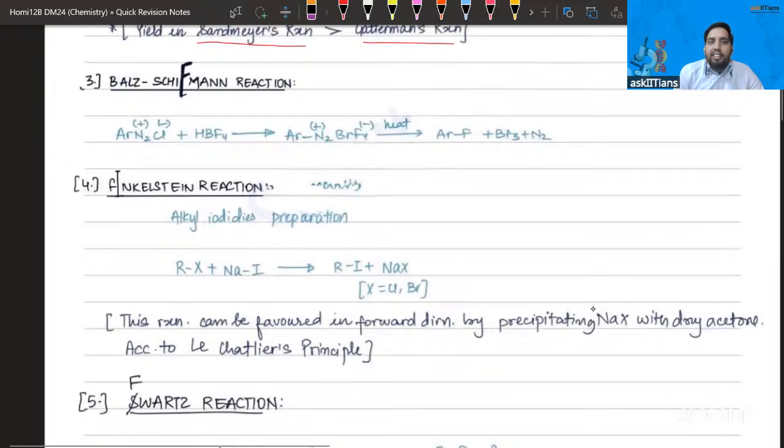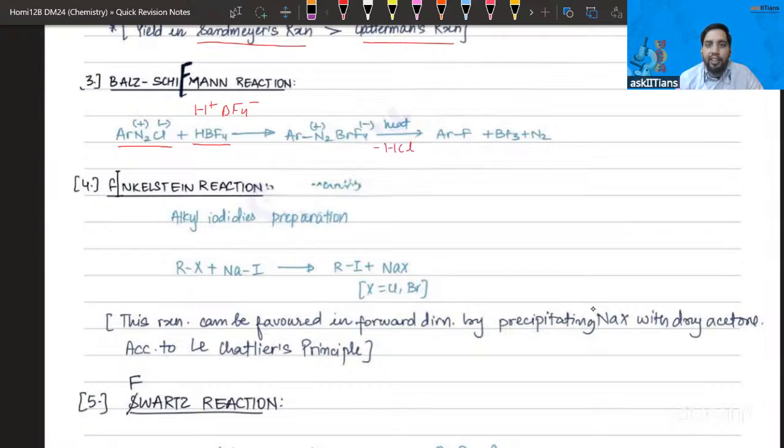Next reaction is the Balz-Schiemann reaction. Here, the important part to note is that it is for fluorobenzene and it is a two-step reaction. We have to take diazonium salt and react it with HBF4. So this is a kind of ion exchange reaction, as we have in HBF4, H plus BF4 negative. So BF4 negative replaces Cl negative to get ArN2 positive BF4 negative, and here the side product is going to be HCl.